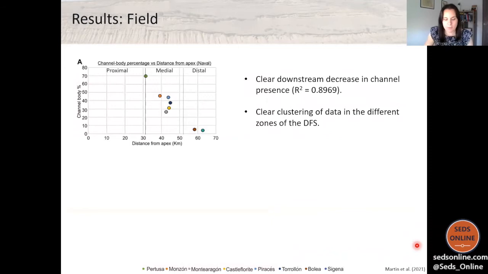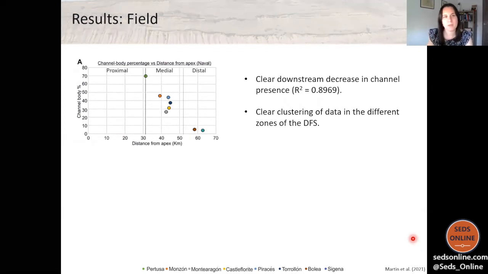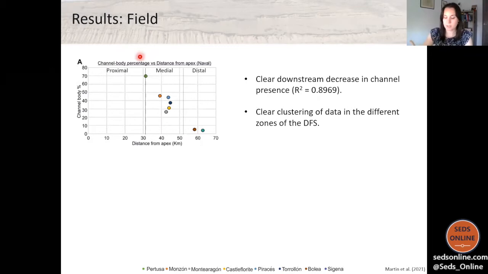This is where things really start to get interesting. So what we did was we tried to collect a lot of statistical data. The way that we sedimentary logged, everything was then put in spreadsheets and we mapped up all the characteristics for all the sites. So, channel body percentage versus distance downstream.